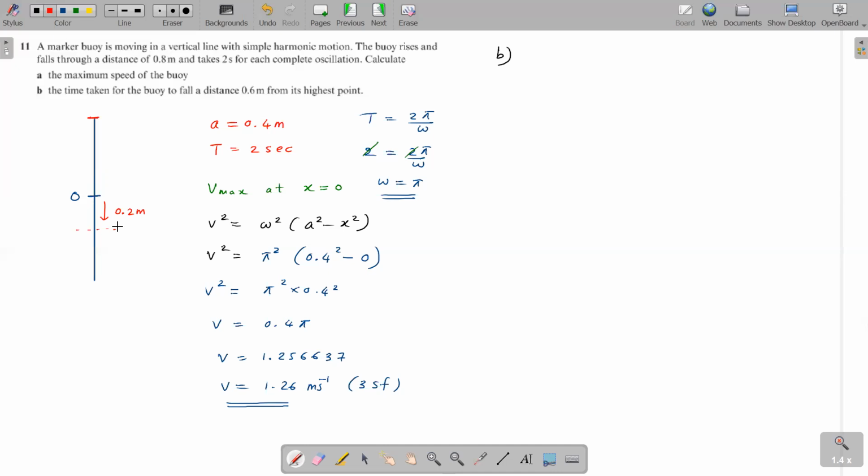It passes a distance of 0.2 meters to the other side. Okay. So let me show you 2 ways. Now they're asking us to get the time taken for the buoy to fall this 0.6 meters. So we know the amplitude is 0.4, so it falls the amplitude plus another 0.2 meters. And we are supposed to find the time taken to come from here to here. So how do we find this time? Okay, so there are two ways. I'll show you two ways of doing it. The first method is a slightly longer way, and I'll show you a short way. First, we'll do the longer way.